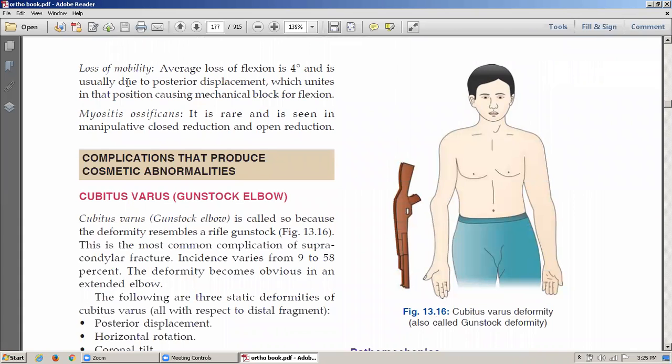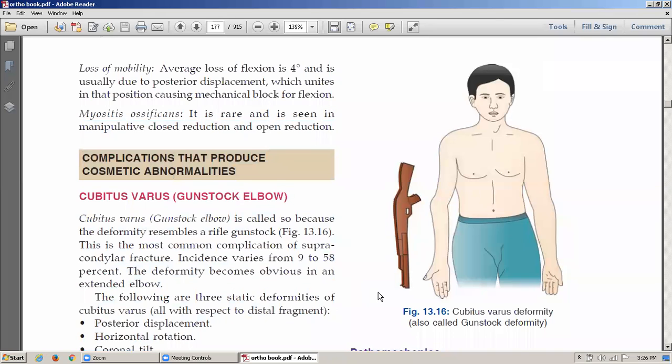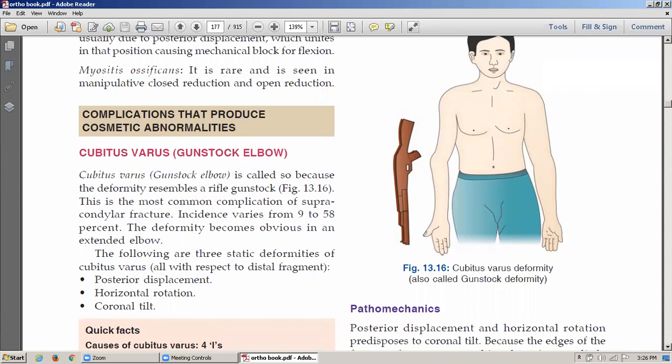Other complications are loss of mobility, where the average loss of flexion is 4 degrees and is usually due to posterior displacement, which unites in that position causing a mechanical block to flexion. And myositis ossificans is rare and is seen after manipulative closed reduction and open reduction.